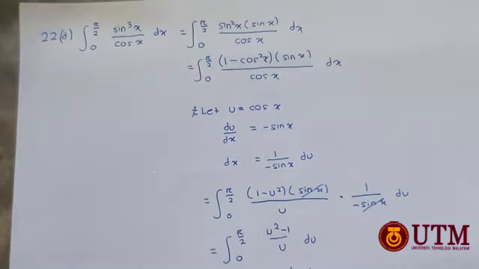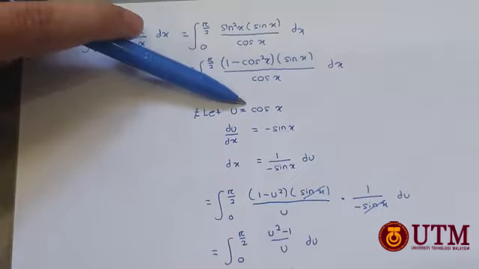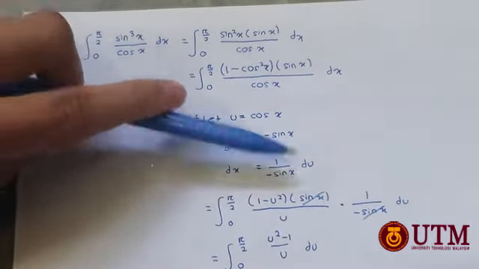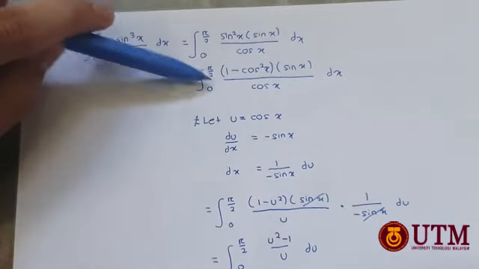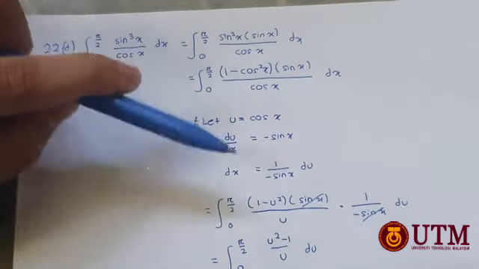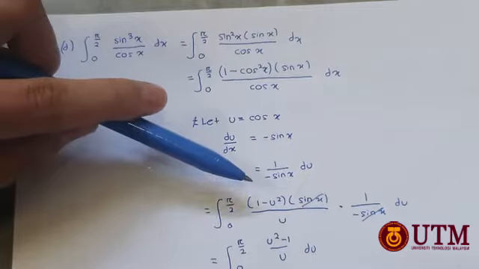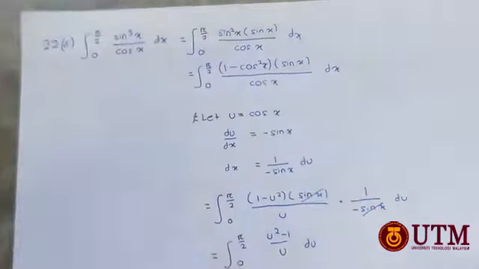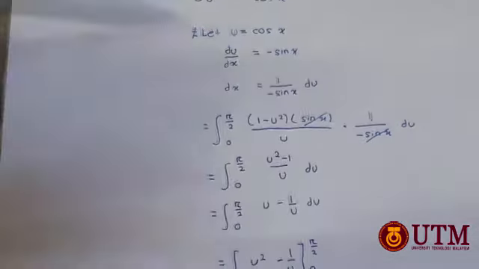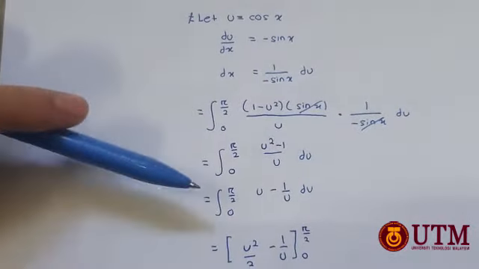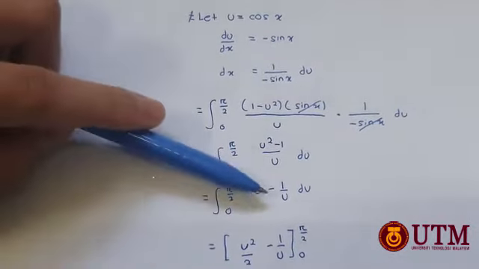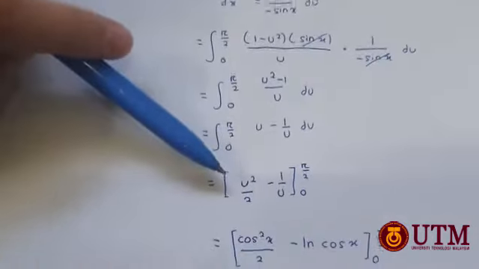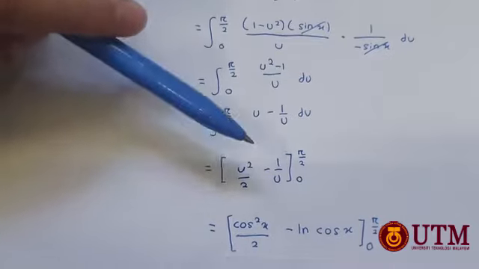And then we let u equal cos x, and we will get dx equal 1 over negative sin x du. We substitute u and dx into this equation, and we will get 1 minus u square times sin x over u times 1 over negative sin x du. And then we simplify this equation, and we will get the integral of u minus 1 over u du. And after we integrate, we will get u square over 2 minus ln u.